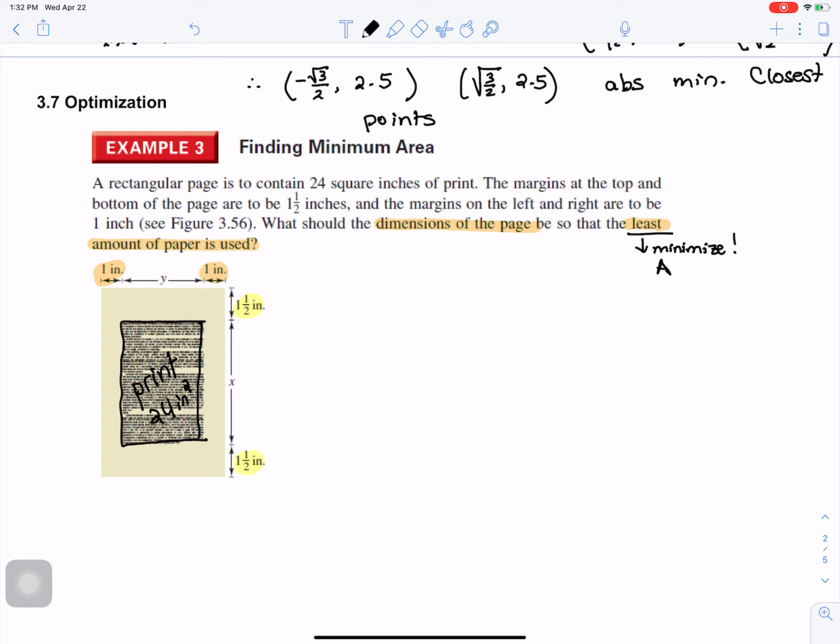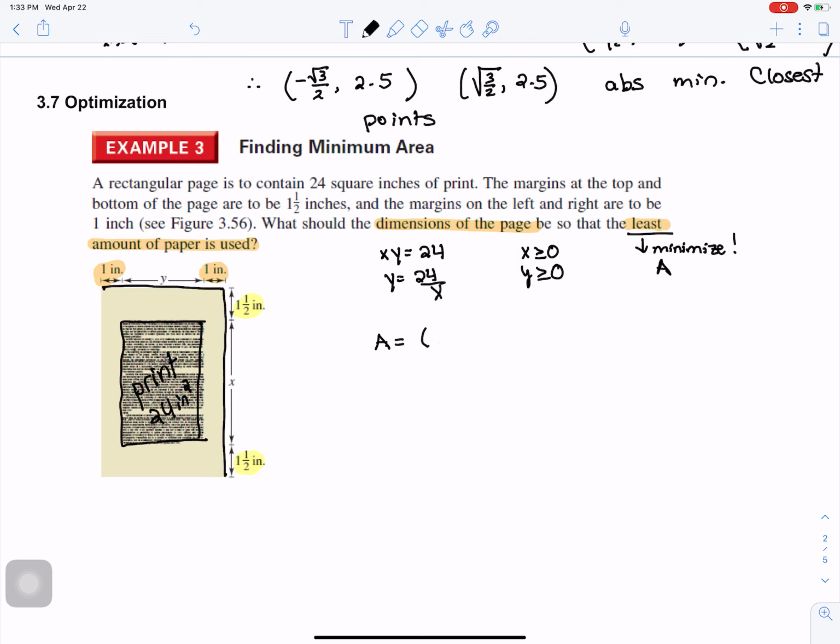So my secondary equation is the printed area. We know that x times y has to be 24 square inches. We know that x has to be greater than or equal to 0, y has to be greater than or equal to 0. y can equal 24 over x. So that's my secondary. I'm trying to minimize the area of the piece of paper, so I want the dimensions of the full piece of paper.